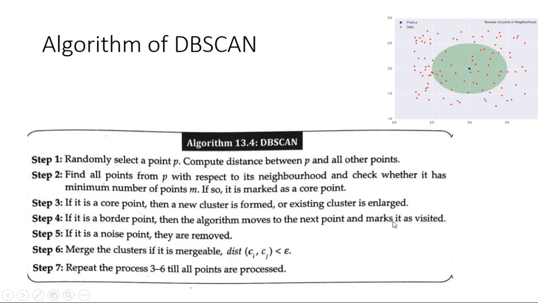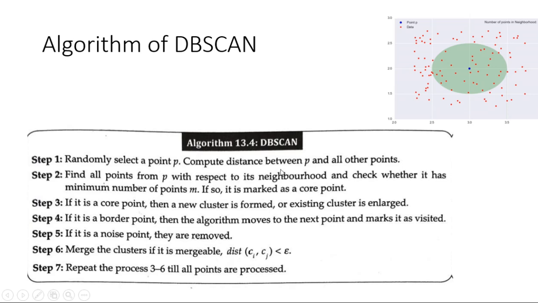Now let's see the algorithm of DBSCAN. The first step: let's say this is my diagram. I have some 100 data points which are the red ones, and there is one point B for which I'm trying to do this. Now randomly select a point P. Let's say that point P is this blue point. Now compute the distance from P to all the other points.